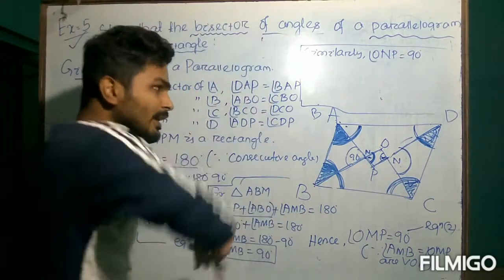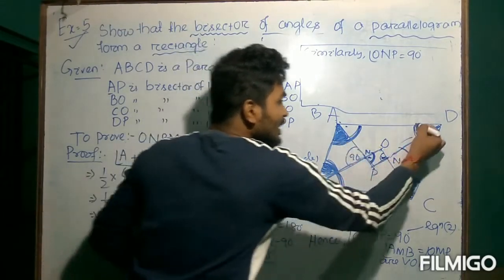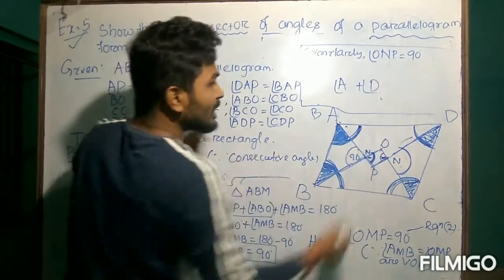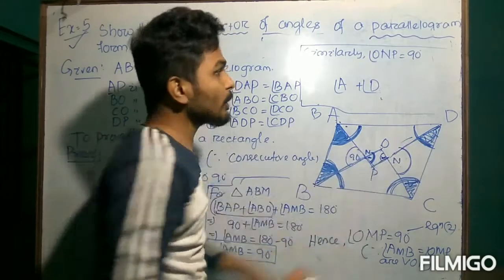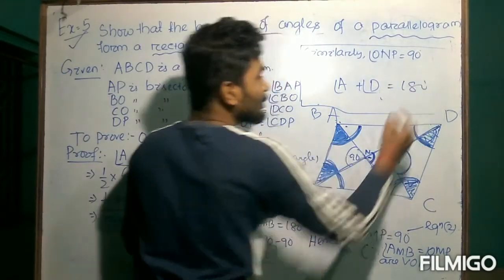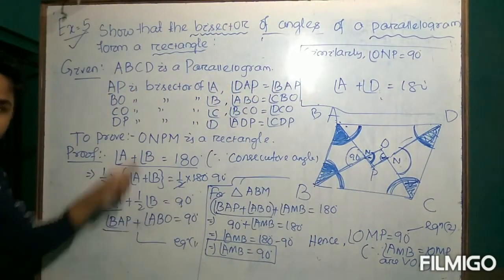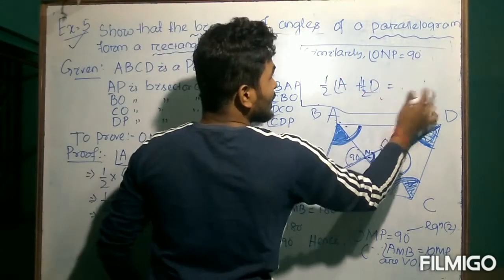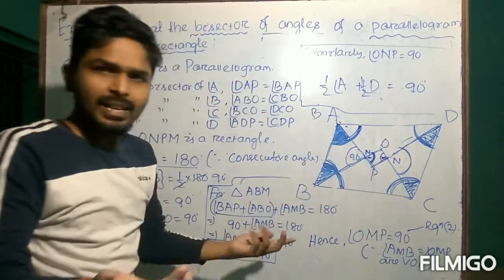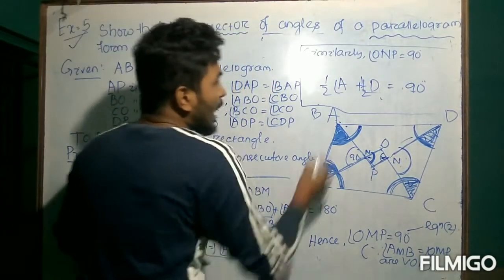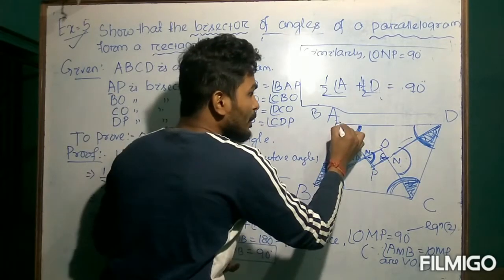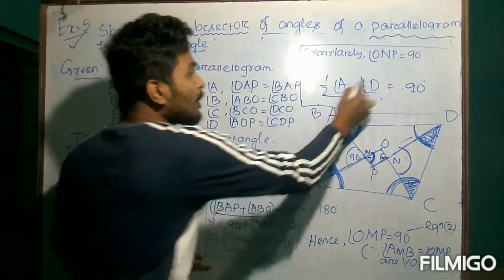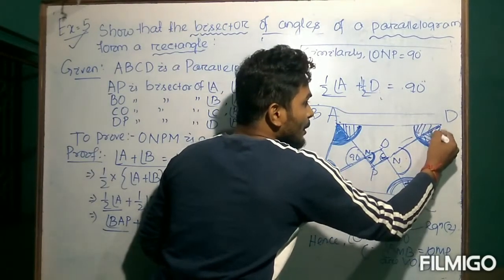Similarly, if we consider again this angle and this angle, angle A and angle D, these two are also consecutive angles, so we can write this must be 180 degrees. Then the same procedure is applied as like this. We have to multiply half on both the sides, so that we will get this. Yes or no? Yes, definitely yes. Now half of A means we can take this angle. Yes or no? Yes. Half of D means we can take this angle.